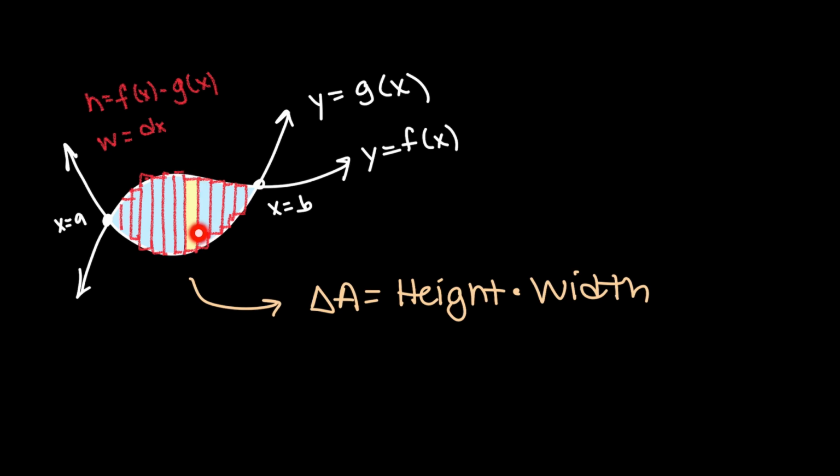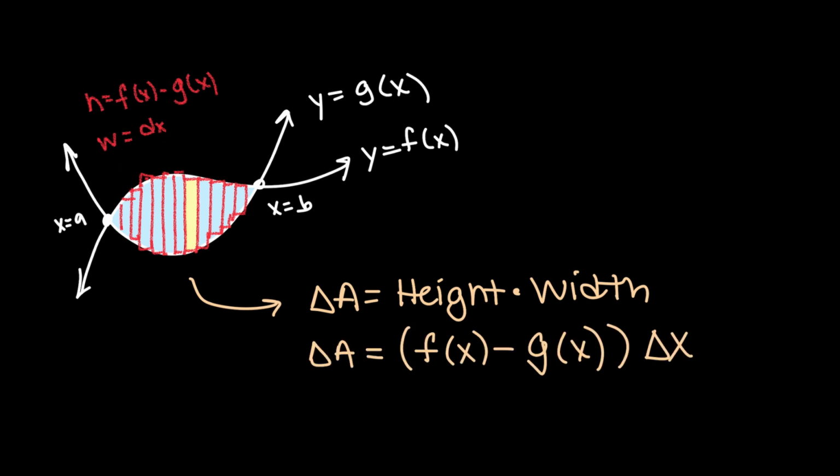Each of these little tiny rectangles that I have drawn has a width that is a delta x, or dx, and they have a height that is the top function, which we called f of x, minus the bottom function, which we called g of x. So the area of one of these little rectangles would be the height, f minus g, times the width, delta x. That means the area of this total region would be the sum of the area of all of those little tiny rectangles. Essentially, we're creating a Riemann sum.